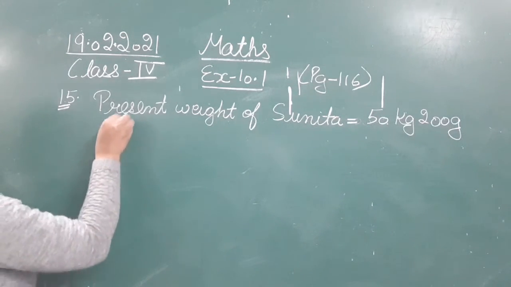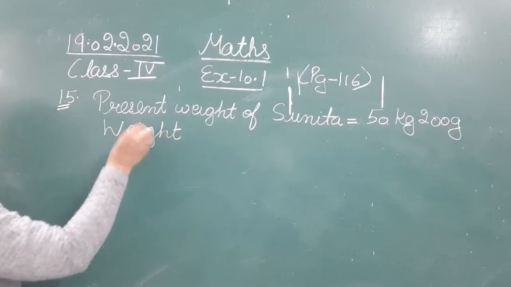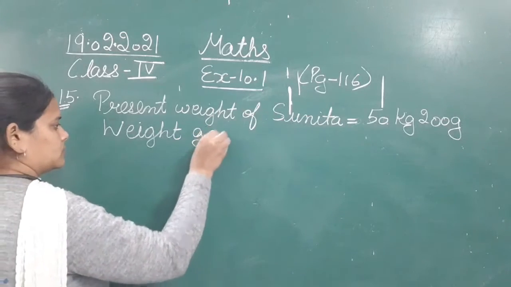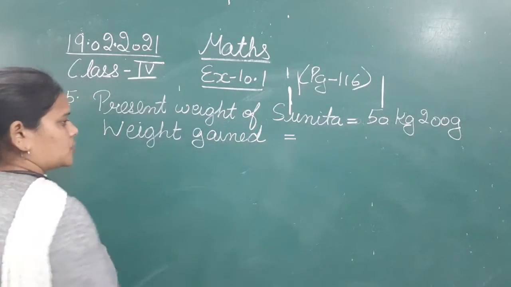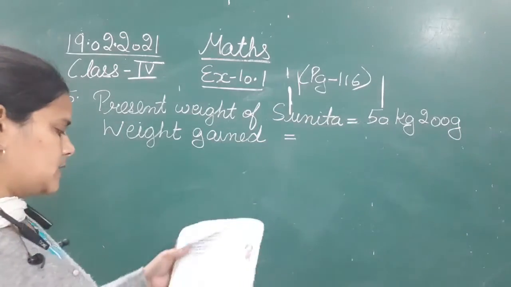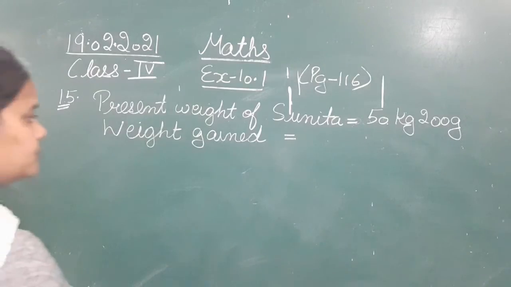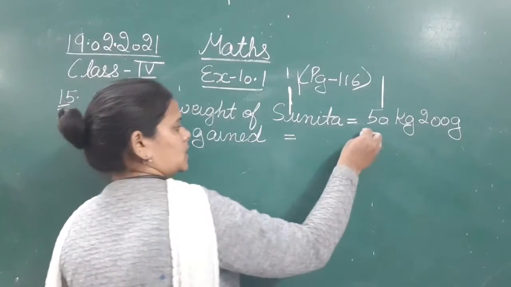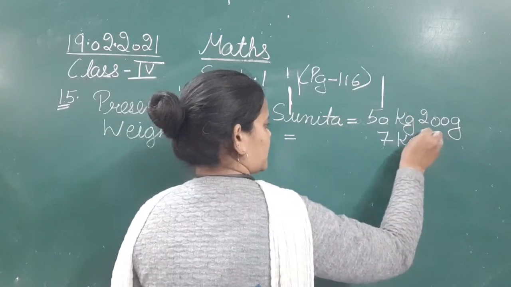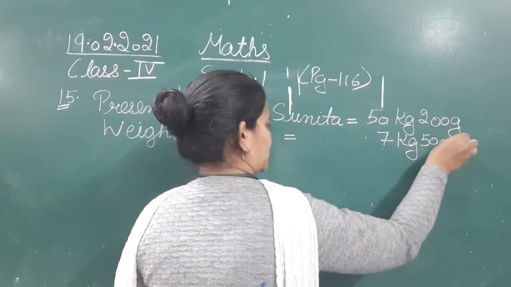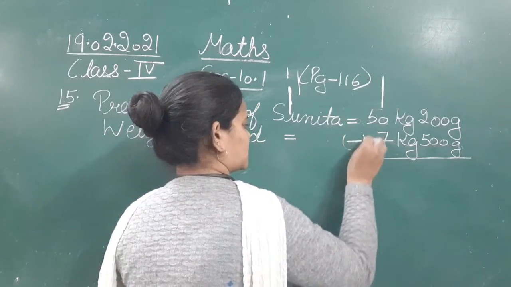Next is weight gained. कितना उसने weight gain किया. So she has gained 7 kg 500 grams. She has gained 7 kg and 500 gram weight. Let's subtract.